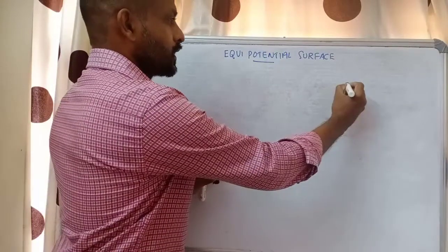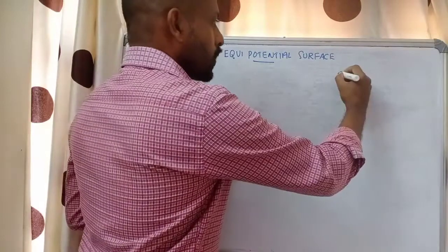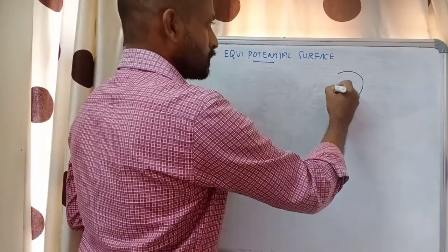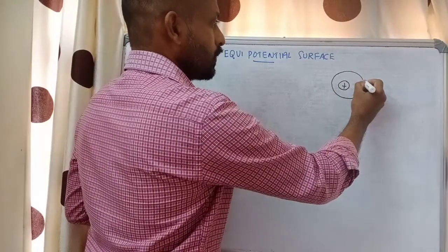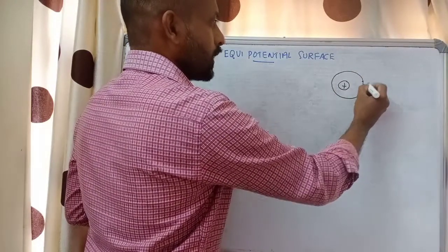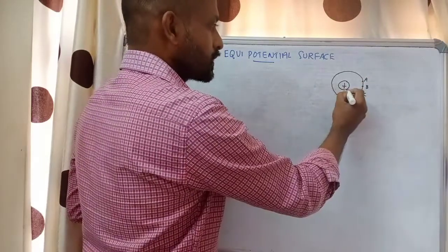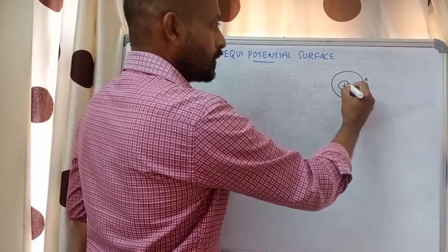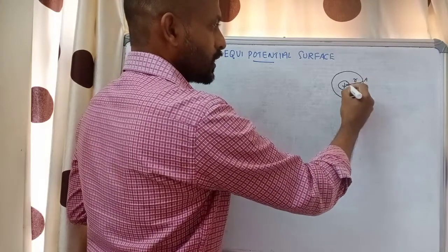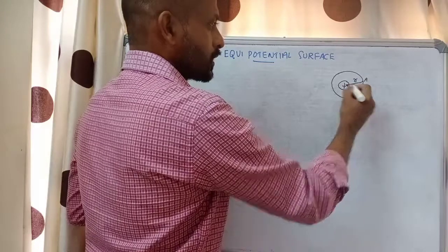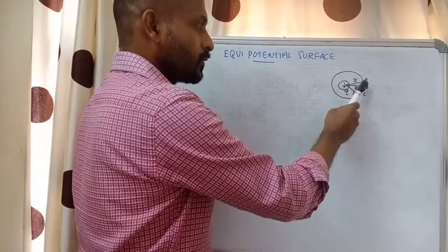You have a positive charge like this, isolated, a single positive charge. I can draw concentric spheres. This is one sphere. What is the specialty of the surface of the sphere? If I take 3 points A, B and C, charge is having a value Q, this distance will be R. This also will be R from the charge, this also will be R from the charge. So I can say the points A, B and C are equidistant from the charge.